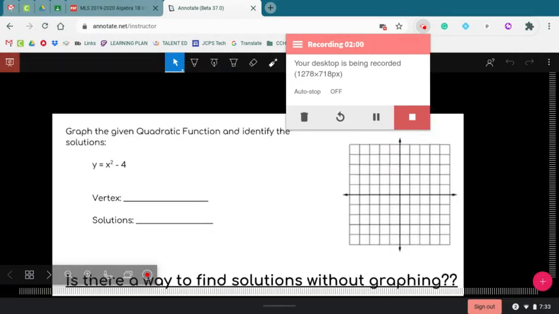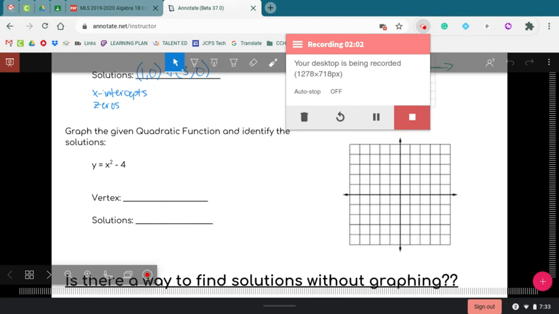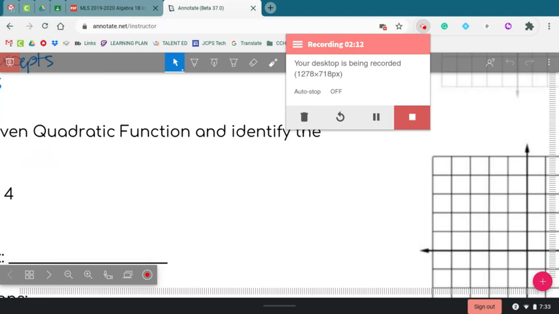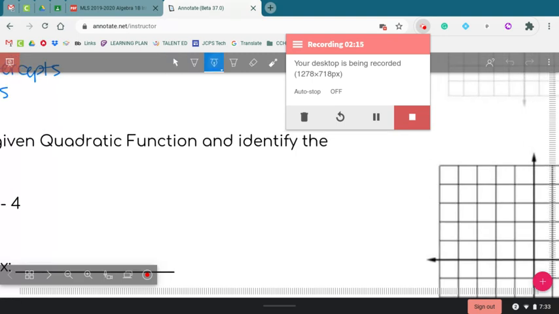So our next problem says graph the given quadratic and identify our solutions. So we're going to identify the vertex and our solutions. So we're going to graph y equals x squared minus 4. So you're going to put it into your table. You're going to graph it in your calculator. So go to y equals, I'm not going to pull up my calculator.